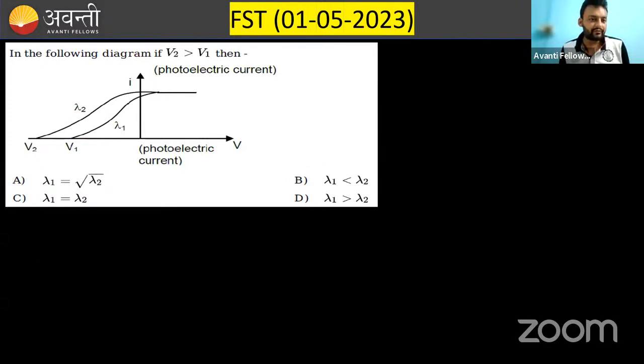In the following diagram, if V2 is greater than V1, this is the question from photoelectric effect. And the graph between photocurrent versus potential, or the collector potential, is given. Now, which relation is correct? They are asking. So you know that, I think everybody knows that the intersection point indicates stopping potential.